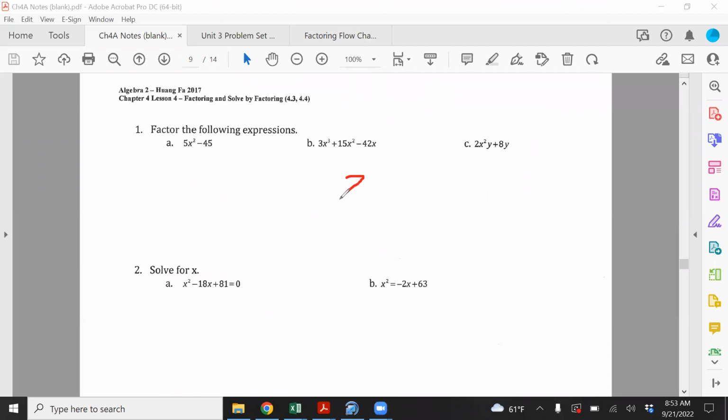Okay, anything common here for part C? And what else? 2. Good. Now, could I go any further? The x squared plus 4? I could. Plus 2 plus 3. X plus 2. Are you sure? Are you sure? Yes.